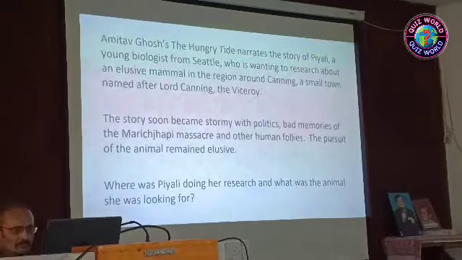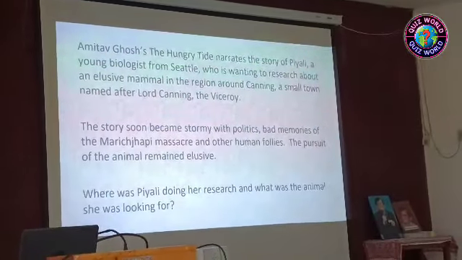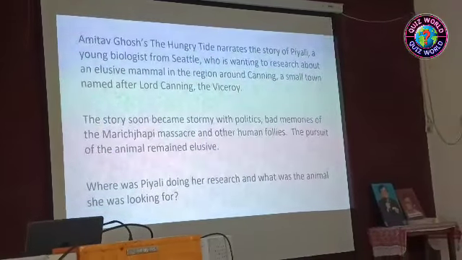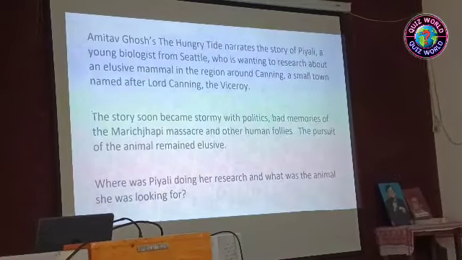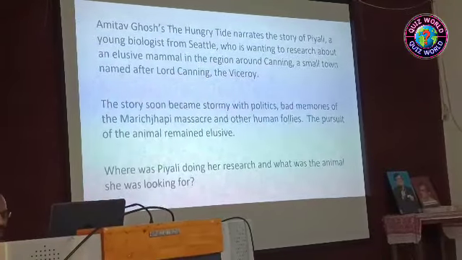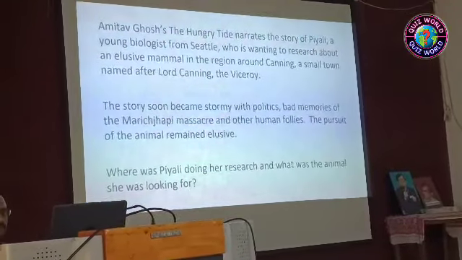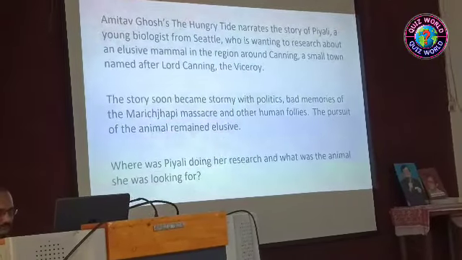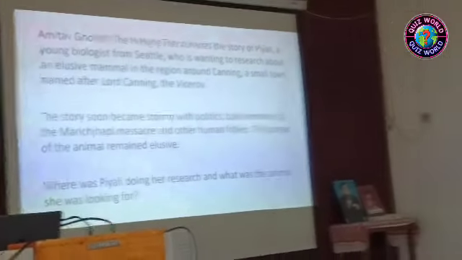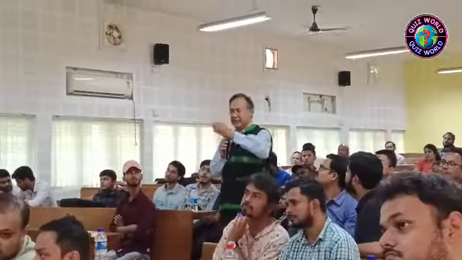Okay, so team 5, Amitav Ghosh's The Hungry Tide narrates the story of Piya, a young biologist from Seattle who wants to research an elusive mammal in the region around Canning, a small town named after Lord Canning, the Viceroy. The story becomes stormy with politics, bad memories, the Morichjhapi massacre, and other human faults. These are all my English, okay? Don't worry. The pursuit of the animal remains elusive. Where was Piya doing her research and what was the animal she was looking for? So if you tell the animal, give a proper descriptor, okay? Don't say gibbon, say hoolock gibbon. So where was Piya doing her research, very specifically?